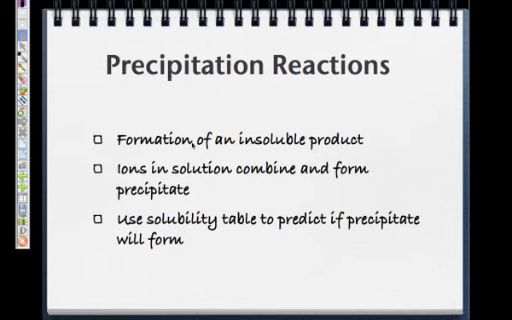So sometimes when we have two aqueous solutions and they're mixed together, they will form an insoluble product, which would be a precipitate that comes out of solution, because the ions in the two separate solutions, once you pour them together, are able to mix. Maybe the cation from one solution, when it mixes with the anion of the second solution, forms an insoluble compound, and right away that would form a precipitate. So we're going to use a solubility table to predict if the precipitate will form.